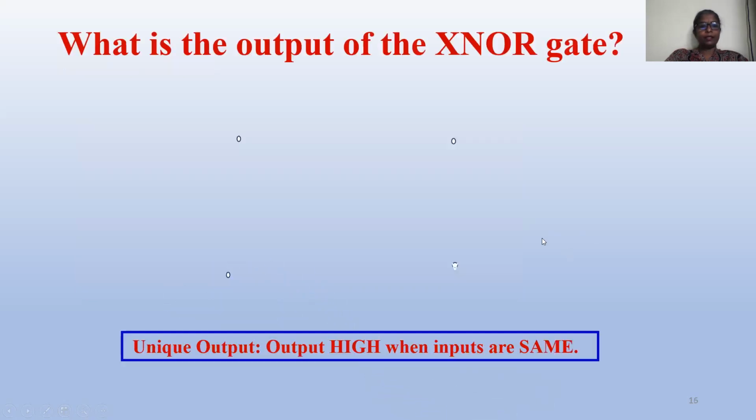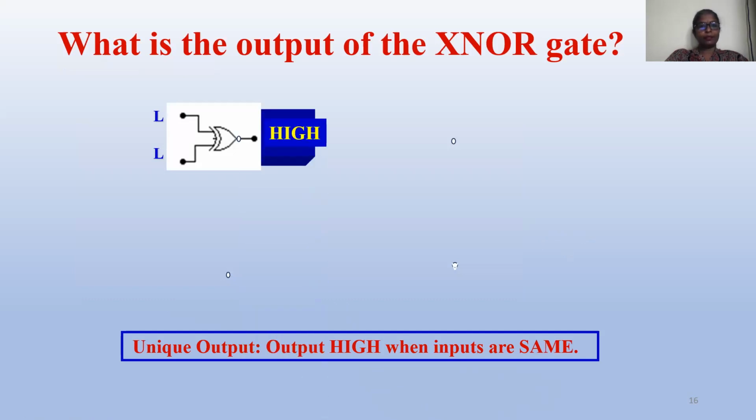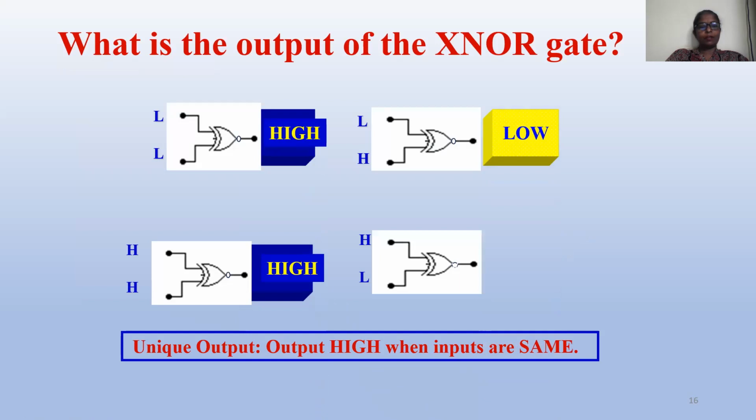Okay. So, now tell me the answer for this one. Low, low, what will be the output? Yes, very good, high. For low, high, yes, it is 0. For high, high, yes, it is high. For high, low, it is low. Yes, very good, very good.